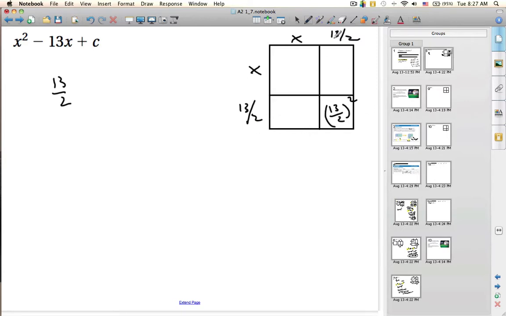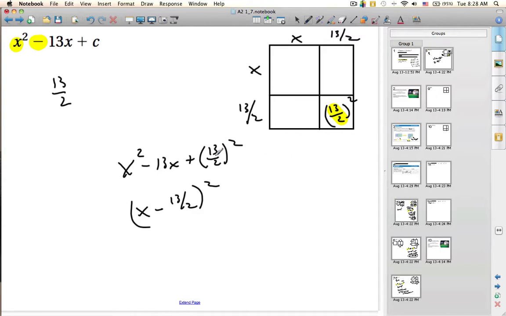Okay, so when you start looking again at how do I make my binomial, I'm going to have that and that. The key is the sign and then this value here. So I'll have x squared minus 13x plus 13 halves squared. You'll notice I didn't square 13 halves because I don't really need it right now. X squared minus 13 halves is what I want squared. If I was working with an equation, then I would have added 169 fourths to either side, because that's 13 halves squared.